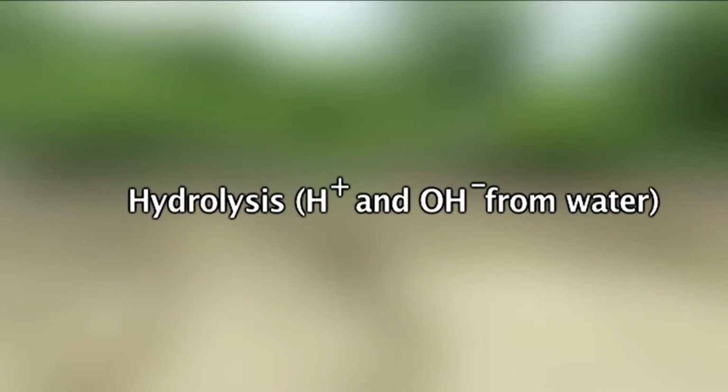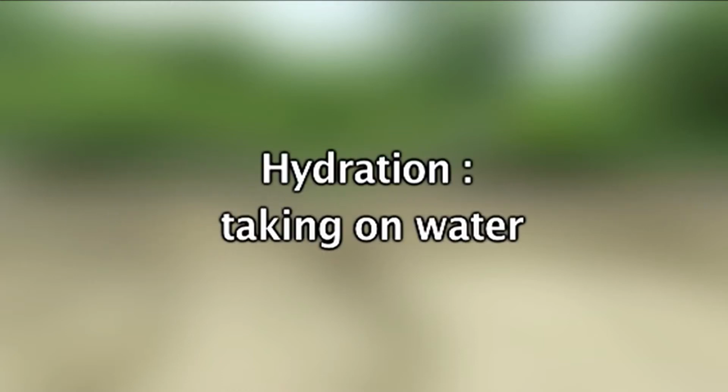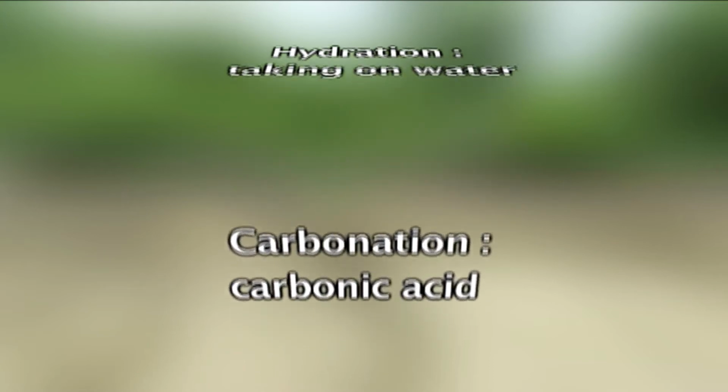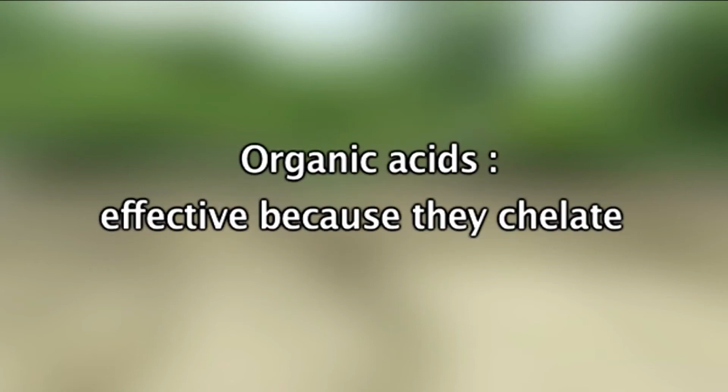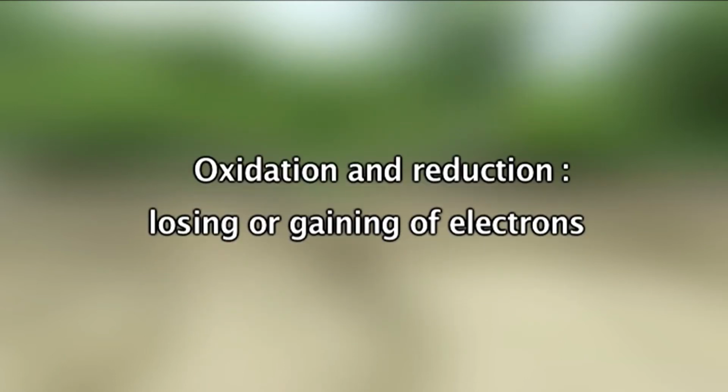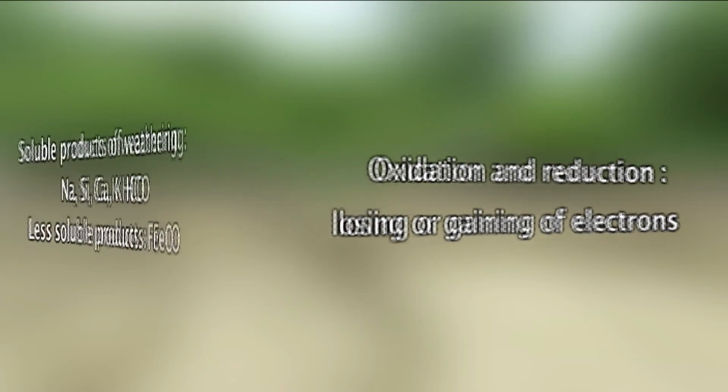Chemical weathering of soil minerals is accomplished by processes such as hydrolysis, which yields hydrogen ion and hydroxyl ion, OH-, from water; hydration, that means taking on water; carbonation, which yields carbonic acid; then organic acids, which are very important and effective because of their chelating action; then oxidation and reduction, that means losing or gaining of electrons. These are some important factors which influence chemical weathering.